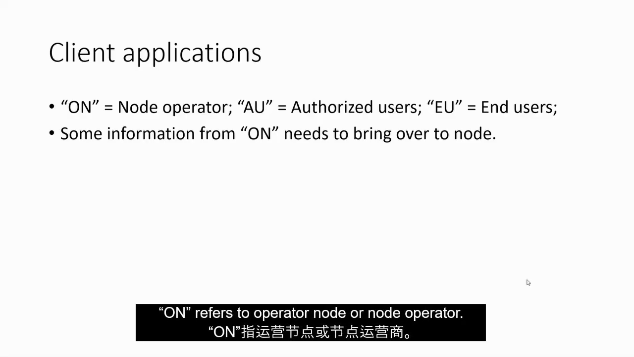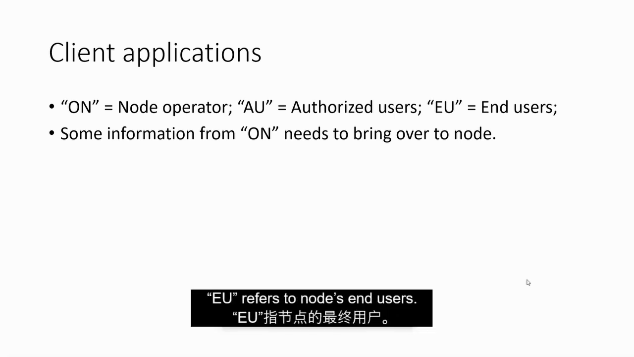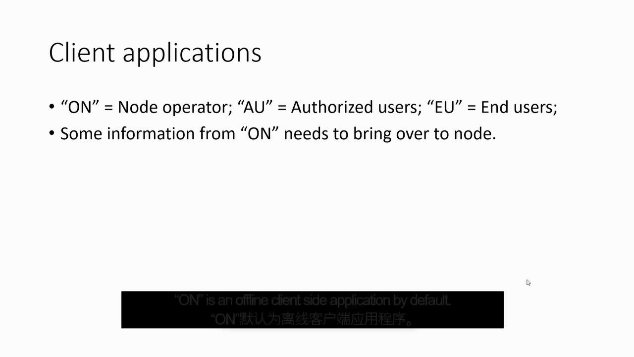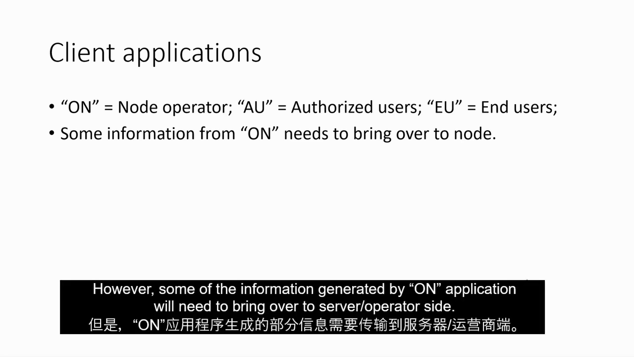ON refers to operator node or node operator. AU refers to a node's authorized users. EU refers to a node's end users. ON is an offline client-side application by default. However, some of the information created by the ON application will need to be brought over to the server or operator side.